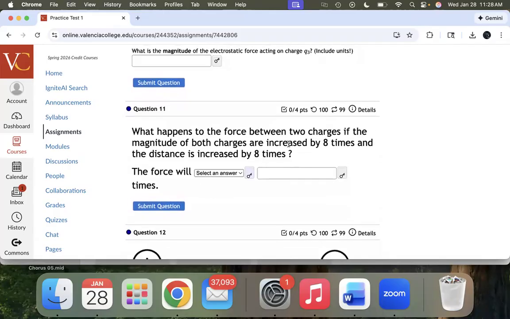This is a good conceptual question. So here we're changing both the magnitude of the charges and the distance. So we'd have to write everything down. The distance is going to have more of an effect than just changing a charge. But in this case, we're changing both charges.